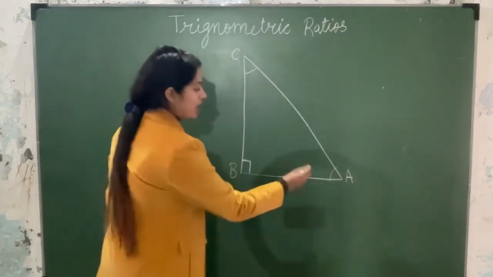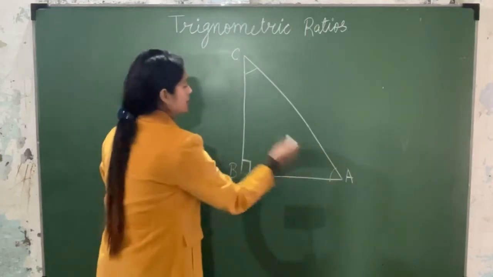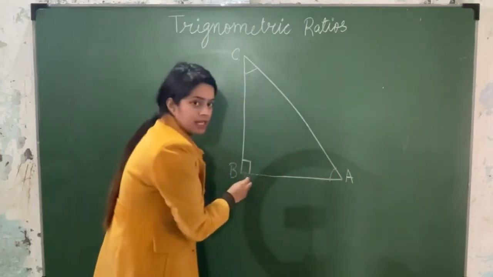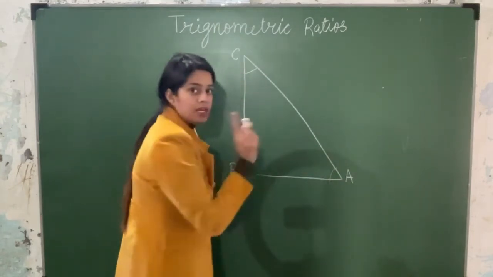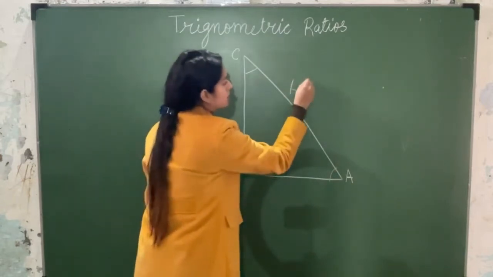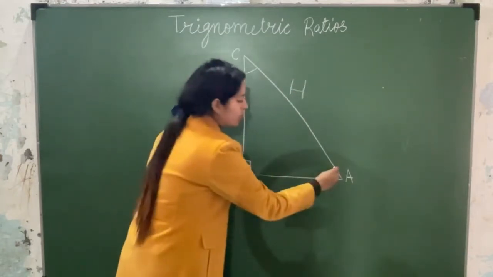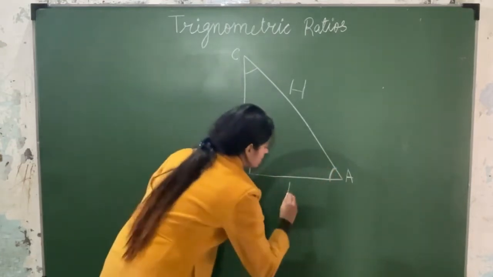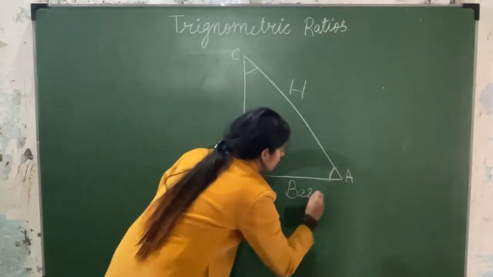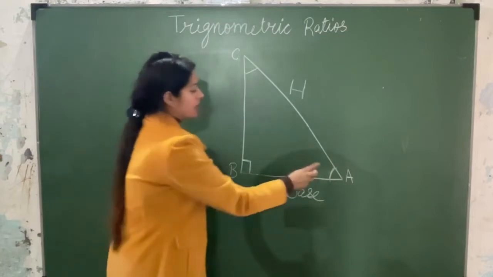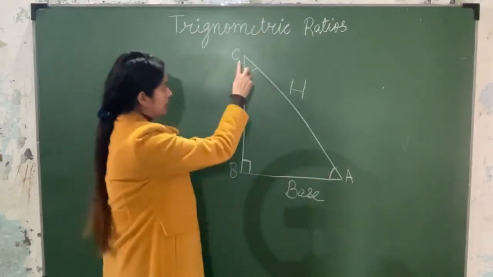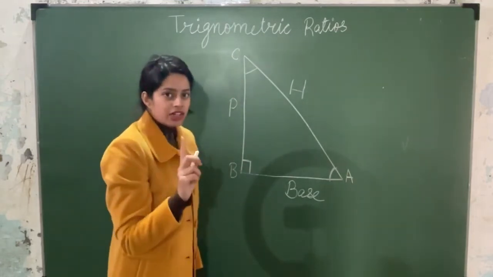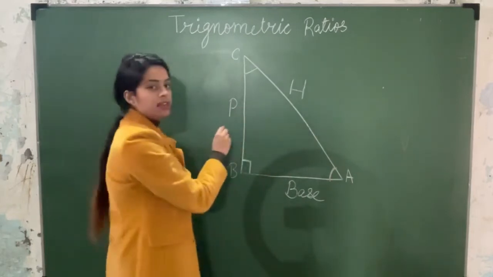Now the side opposite to angle A is the side BC. The side adjacent to angle A is BA. This is also adjacent, but in a right angle triangle it is called the hypotenuse, denoted by H. If we talk about the angle A, then the adjacent side, that means AB, is the base. I am writing it as base. The opposite side to angle A is BC, which is called the perpendicular. That means a right angle triangle has three sides: base, hypotenuse and perpendicular.